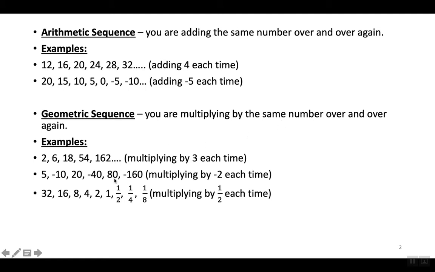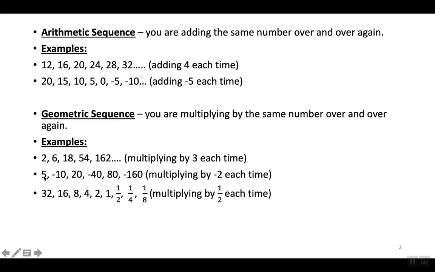Okay, now I put 3 different types of examples. The first one is the easiest, where it's going 2, 6, 18, 54, 162. If you know your timetables from the first 3 numbers, you should realize that you're multiplying by 3 each time. Now, you could also multiply by a negative number. For example, in my second example, I'm multiplying by negative 2 each time.